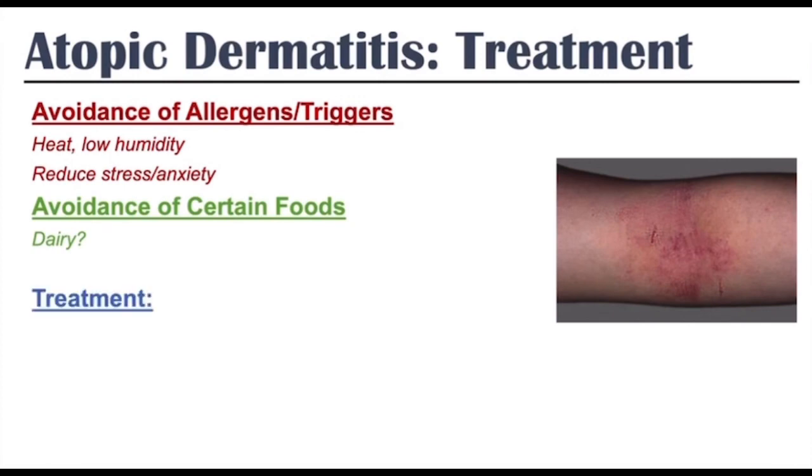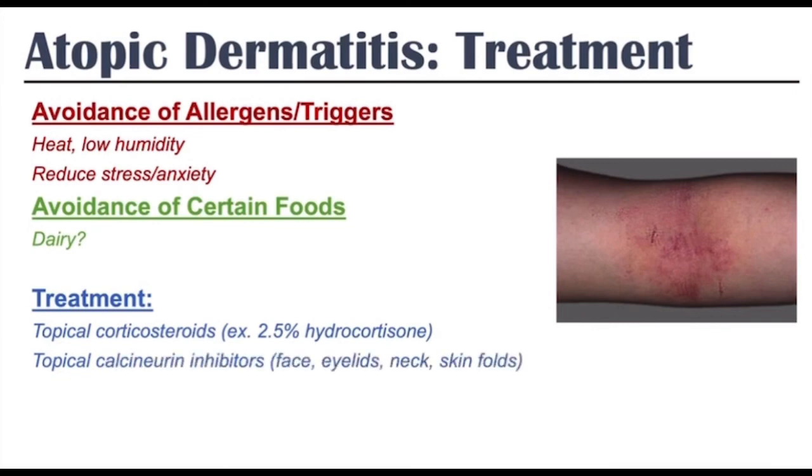And then if the avoidance of certain triggers, foods, and allergens doesn't work, we can move on to treatments. The treatments can include topical corticosteroids, an example is about 2.5% hydrocortisone cream. Another one we can use is topical calcineurin inhibitors. Topical calcineurin inhibitors are generally used when you need to use the steroids on the face or the eyelids or the neck or the skin folds.